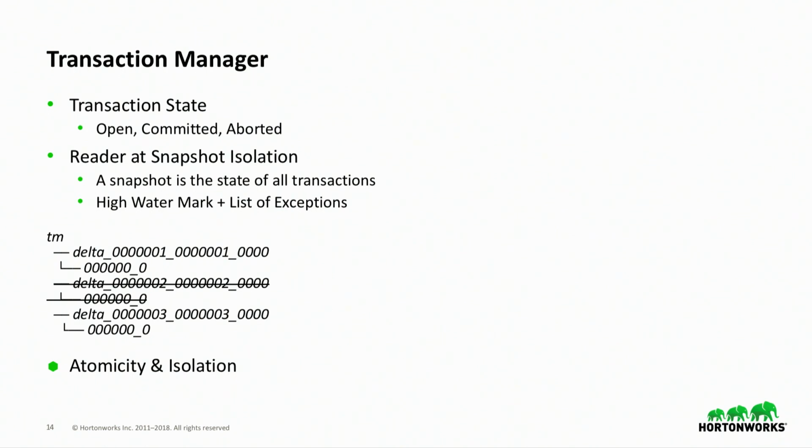This, of course, generalizes to any number of partitions or any number of tables that participated in a transaction. Basically, all the data is written to these delta files, which, essentially by naming convention, are mapped to a transaction, and the commit of a transaction is one atomic operation at the very end when everything is written. Or if there was a failure, then it is marked aborted, but again, it's an atomic operation. So this is how atomicity and isolation are achieved in these transactional tables.